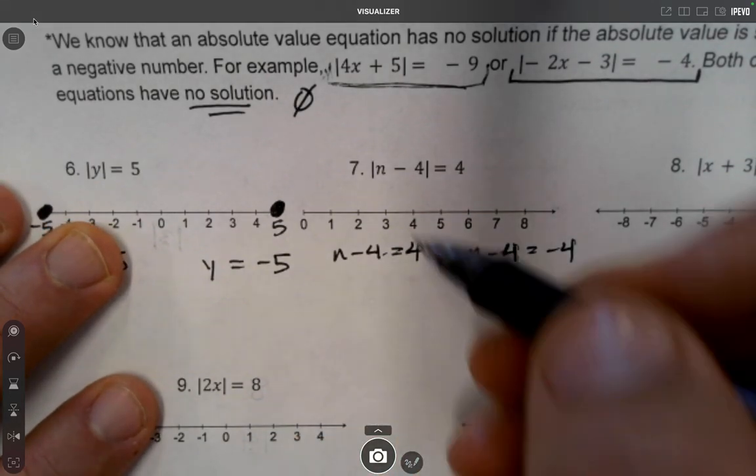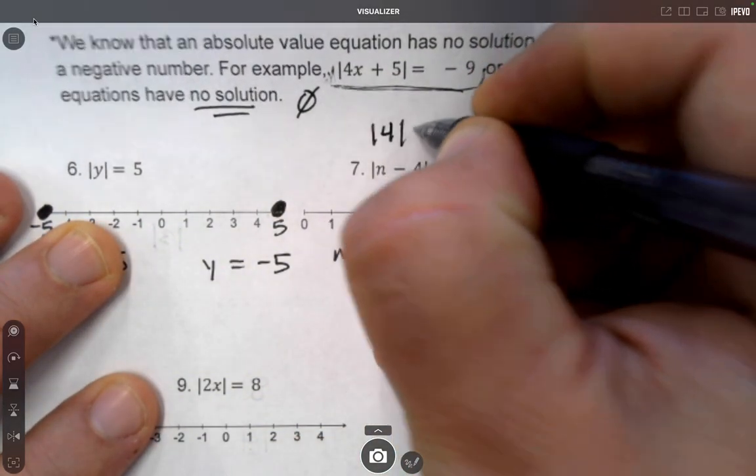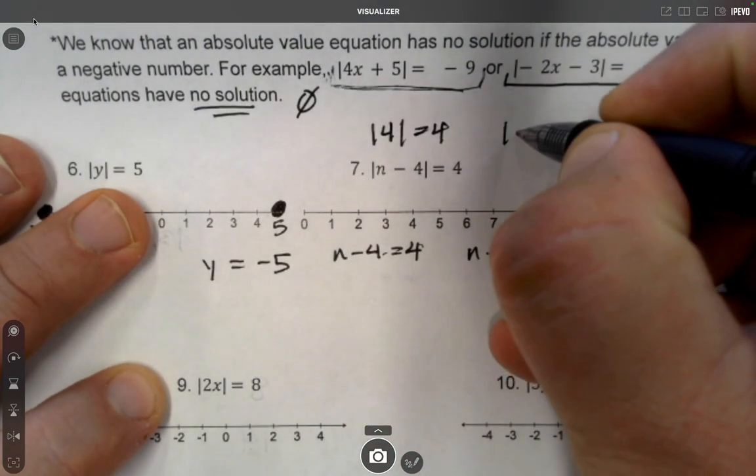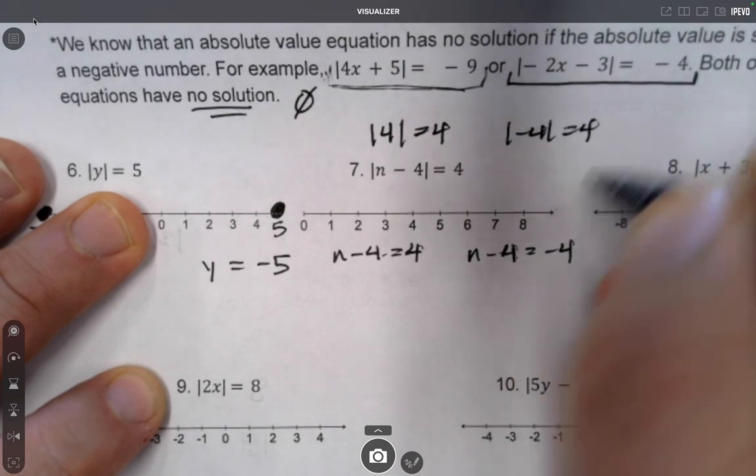Because if these two things are true, then we'd be saying, oh, well, the absolute value of 4 equals 4. That goes with this one. Or the absolute value of negative 4 equals 4. That goes with this one.